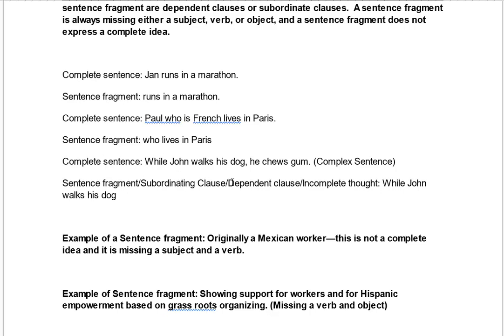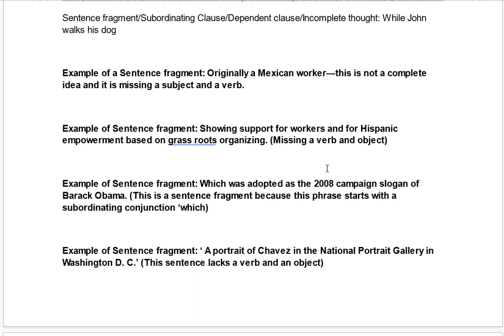While John walks his dog, he chews gum. This is a complete sentence. This is a complete thought. This is a complex sentence, so it's correct. If I simply just say, while John walks his dog, that is not a complete sentence. That is a dependent clause and it is incorrect. It is a sentence fragment. So a sentence fragment means it's just part of a sentence. It's not the whole sentence.